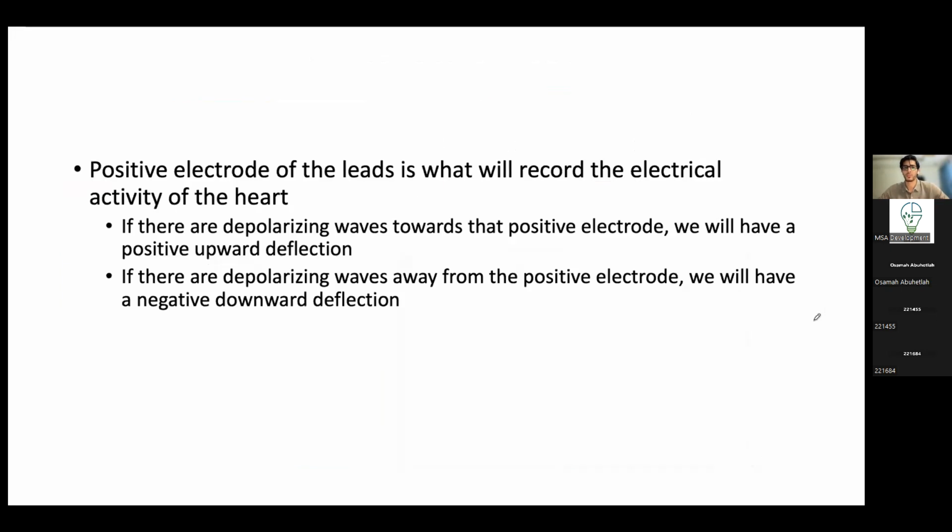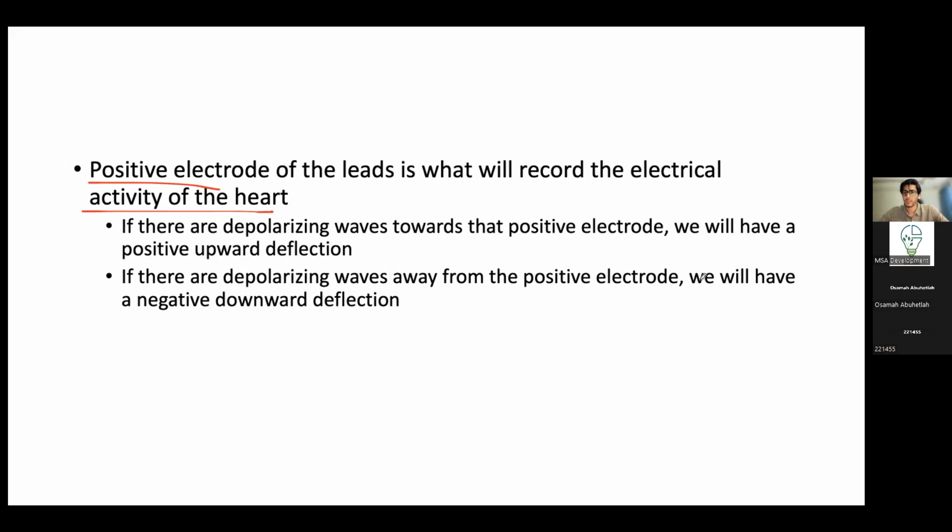But now let's move on to things that we actually have to understand. Focus on this statement right here, which says a positive electrode of the leads is what will record the electrical activity of the heart. If there are depolarization waves towards that positive electrode, we're going to have a positive upward deflection. This is not stating something totally new; you already know this. We discussed this earlier. If there are depolarization waves away from the positive electrode, we will have a negative downward deflection. Negative or downward, it's the same thing.